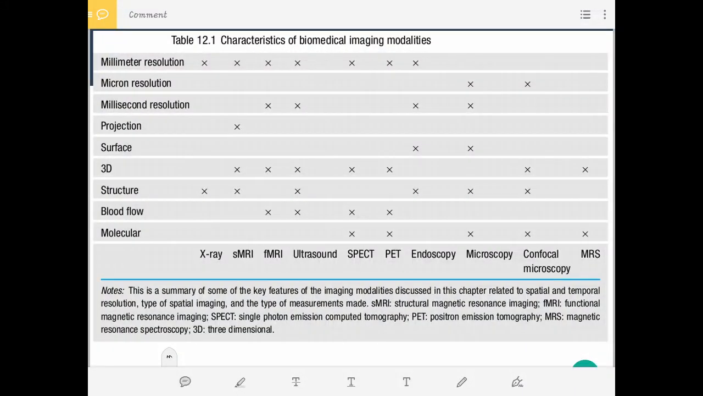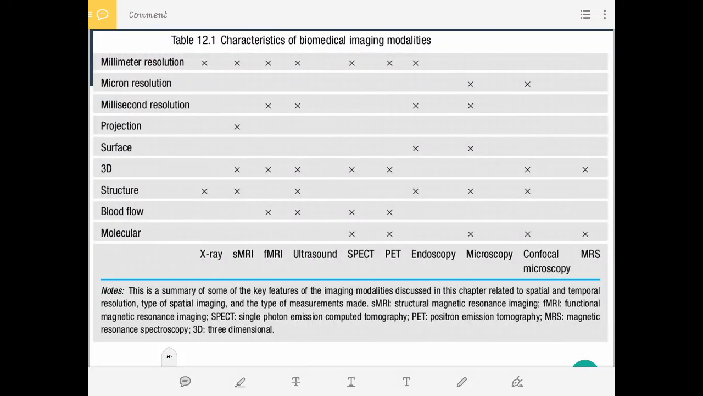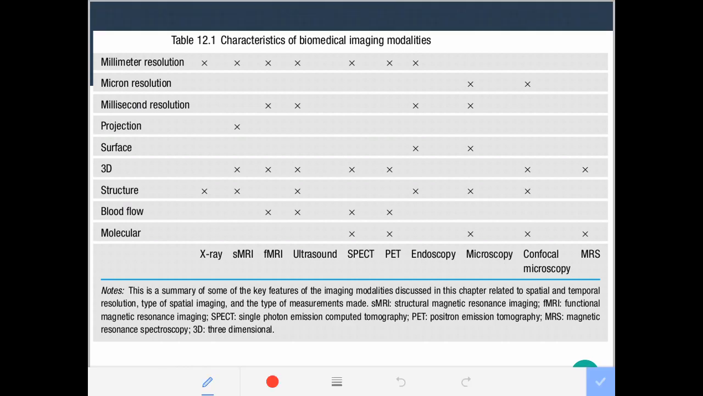Okay, so here are the characteristics of bioimaging modalities. We have many different types of bioimaging scans: X-rays, structural MRI, functional MRI, ultrasound. Each of them has its own characteristics and its own function. For example, we generally use X-ray to look at bone structures, especially if there are any breaks in the bone. So X-ray is the go-to. It's faster and cheaper than CT scan, which is its very close cousin.